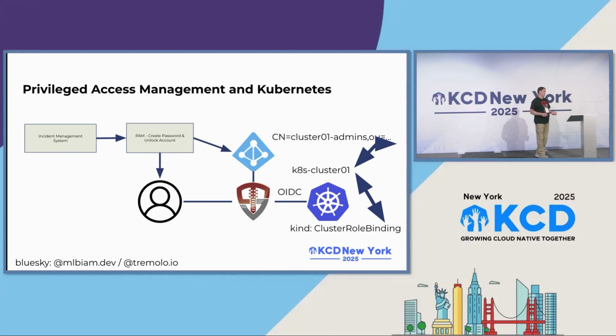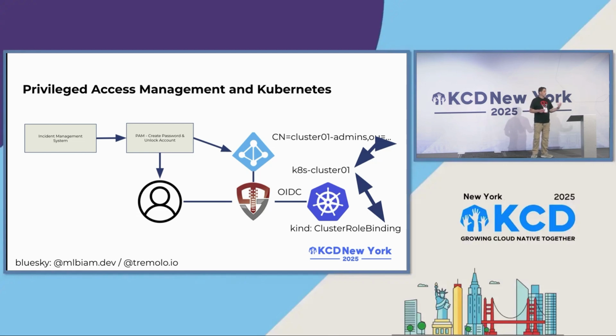The privileged access manager is responsible for unlocking an account that is linked to mine, but it's not my everyday account. It's not the account I check my email with. It's a different account. So my username might be MLBIAM. My privileged account might have a bang in front of it, so it'd be bang MLBIAM. Different processes do this, but this privileged access manager knows how to hand me that account. So I'm an admin, I'm going to start working on my cluster, the change window is open, I get my account, and I go to get to Kubernetes.